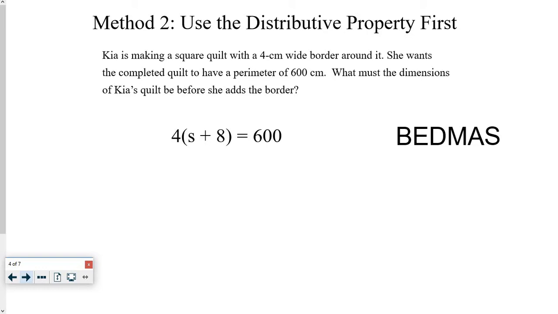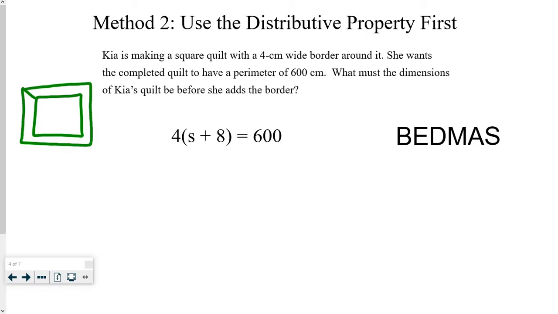Kia is making a square quilt with a 4 centimeter wide border around it. So here's the quilt, and there's a 4 centimeter wide border around the quilt. She wants the completed quilt to have a perimeter of 600 centimeters. What must the dimensions of Kia's quilt be before she adds the border?